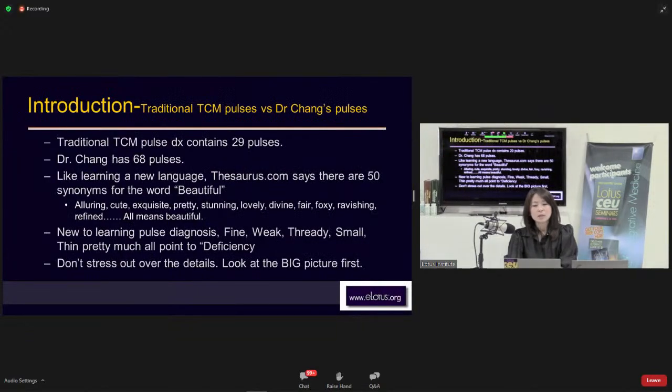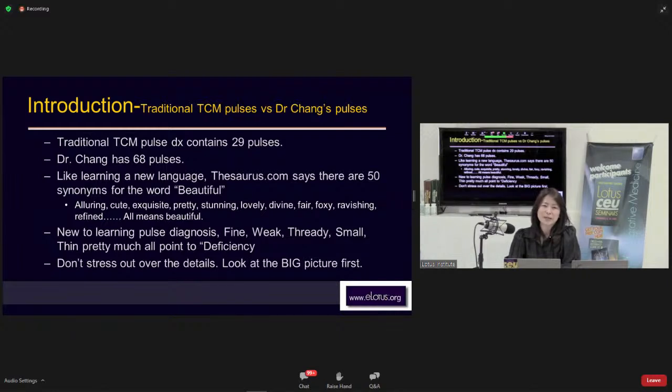Okay, so now let's go a little bit deeper here. The traditional TCM pulses, I looked over it, we have 29 pulses, but Dr. Chang has 68. That's a lot, right? So in the beginning, you think, oh my God, 68 pulses. It's kind of like the first time you met Master Tong and, oh my God, his Master Tong points, another 100, 200 points you have to remember. And the system is different from the TCM system, something totally new.